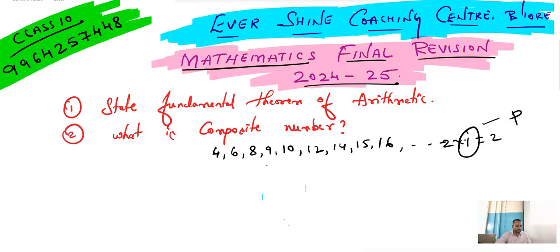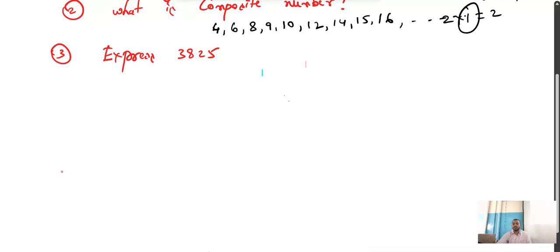Take note of the next question. Express 3825 as a product of its prime factors. Yeah, please stop writing.